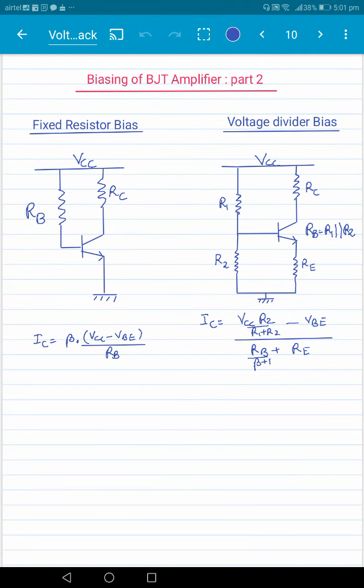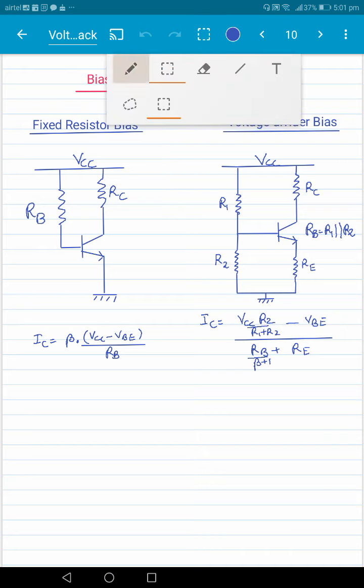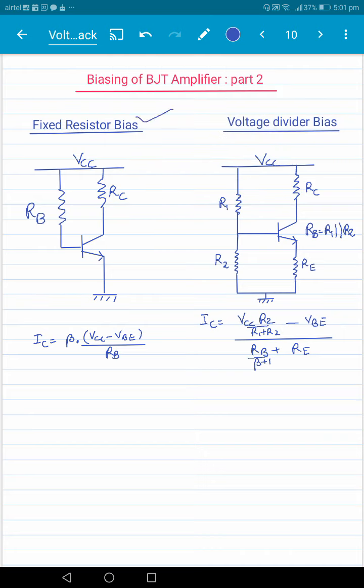Okay, so let's continue our discussions related to biasing of BJT amplifiers. In an earlier lecture, we had seen that there are several different ways of biasing a BJT amplifier. One of them is what we call a fixed resistor bias, the circuit shown over here. And this particular circuit is very simple.